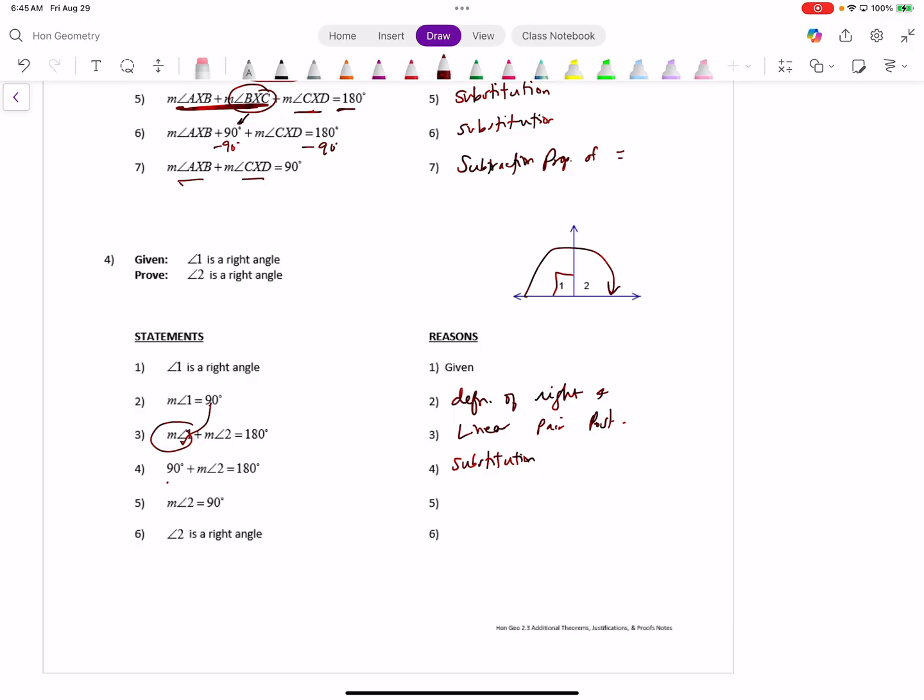Then we can subtract 90 degrees off both sides, which will leave us the measure of angle 2 is 90 degrees, so that's the subtraction property of equality. And because the measure of angle 2 is 90 degrees, that makes it a right angle because that's the definition of a right angle. There we go.